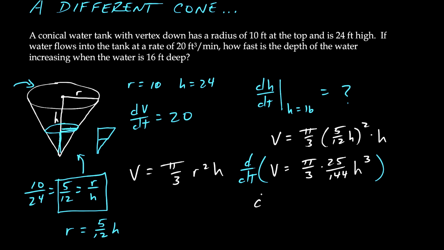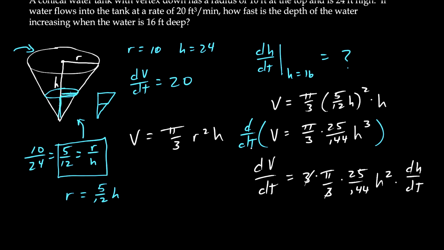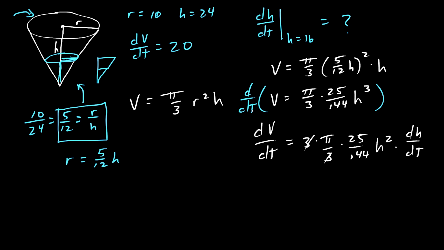Now, we know that dV/dt is going to be equal to, and we just have the power rule here, 3 times pi over 3. I'll go ahead and write that down. We know those 3's are going to cancel, times 25 over 144, and that's going to be h squared, but don't forget the dh/dt. So often that gets left out. Because we are d/dt'ing it, we have the chain rule involved because we're taking the derivative of h with respect to t. So we're assuming height is a function of time.